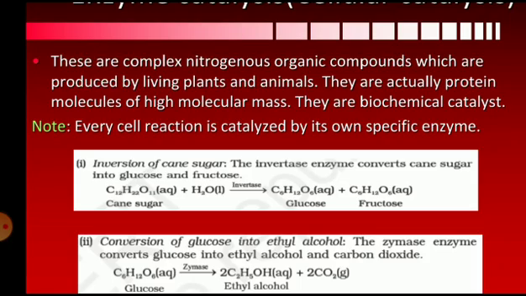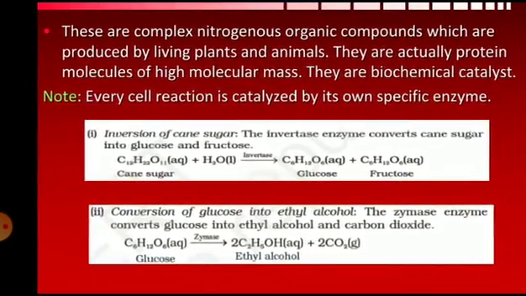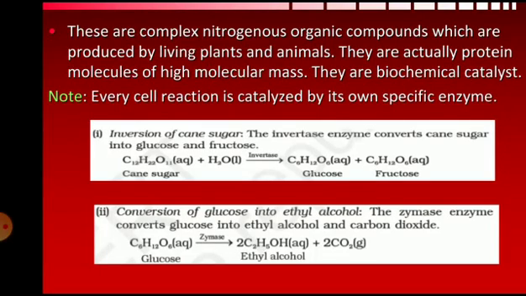C12H22O11. The second example is conversion of glucose into ethyl alcohol. The zymase enzyme converts glucose into ethyl alcohol and carbon dioxide. Glucose has the formula C6H12O6. The glucose can be converted into ethyl alcohol and carbon dioxide. The reaction is very slow, but if we use zymase, the rate of the reaction increases. So the enzyme which converts glucose to alcohol is the zymase enzyme.